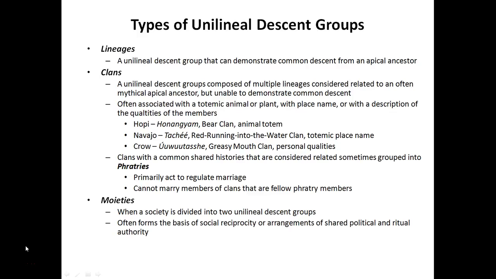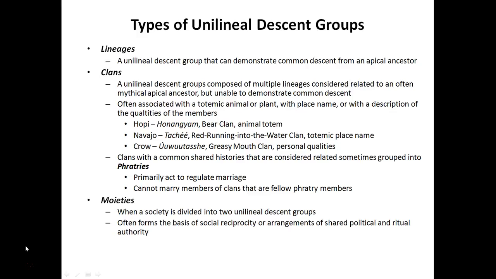Clans with common shared histories that are considered related are sometimes grouped into phratries. Phratries and clans primarily act to regulate marriage. There are certain clans that you cannot marry, fellow phratry members, but there are other clans with whom you are expected to intermarry, and these intermarriages create relationships and alliances between clans that knit the community together.